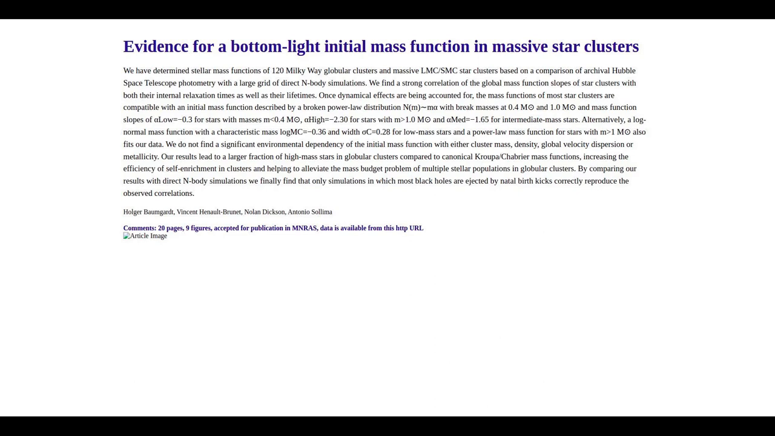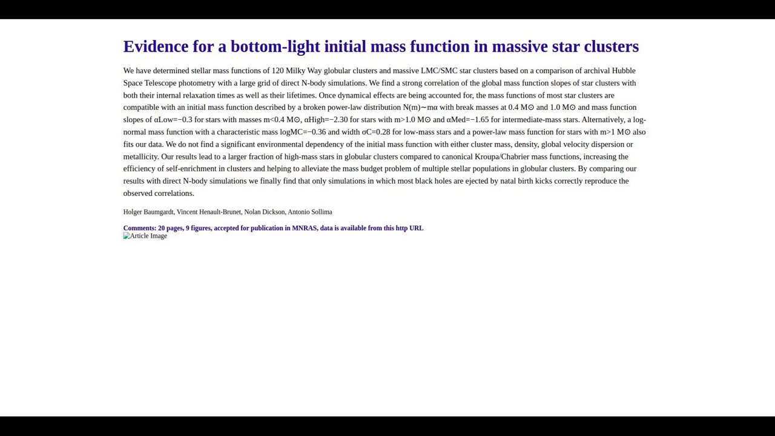Alternatively, a log-normal mass function with a characteristic mass log equal to 0.36 and with sigma equal to 0.28 for low-mass stars, and a power-law mass function for stars with mass greater than 1 solar mass also fits our data. We do not find a significant environmental dependency of the initial mass function with either cluster mass, density, global velocity dispersion, or metallicity.